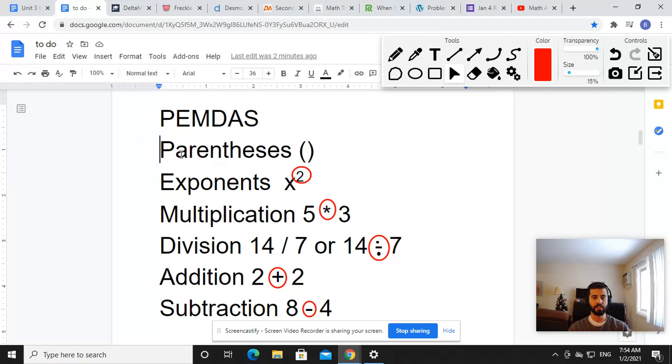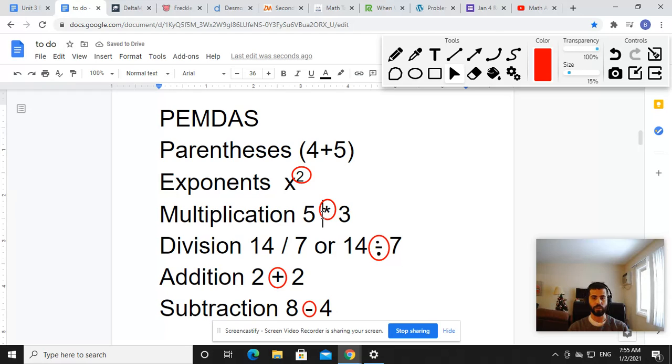So parentheses would be first. They're these little guys that you'll see numbers in between them, like 4 plus 5 or something. And you'd need to do what's inside there first because it's the first thing. And then exponents, we have the little number that you see to the top right of another number. Sometimes this might be a number instead of a variable. It might be 5 to the power of 2 or 2 to the power of 2. Or it could be a variable like x.